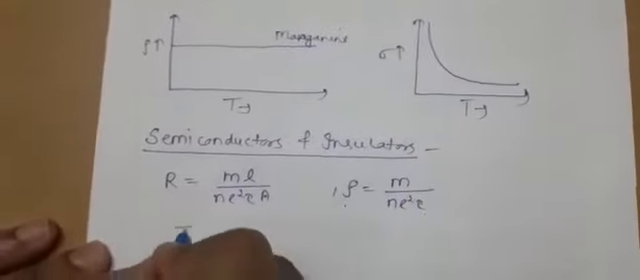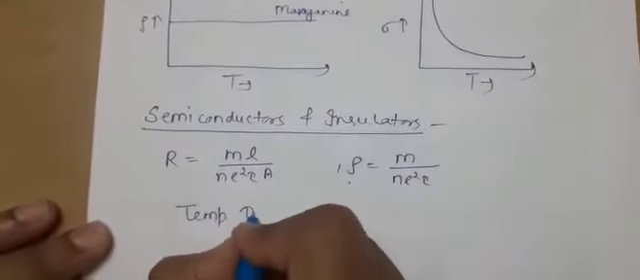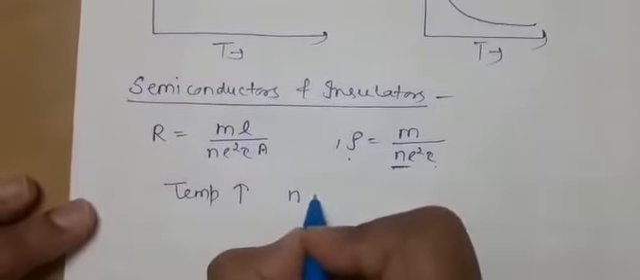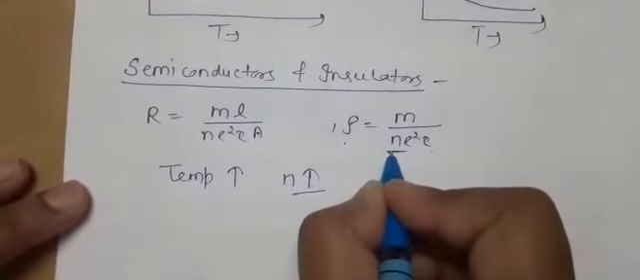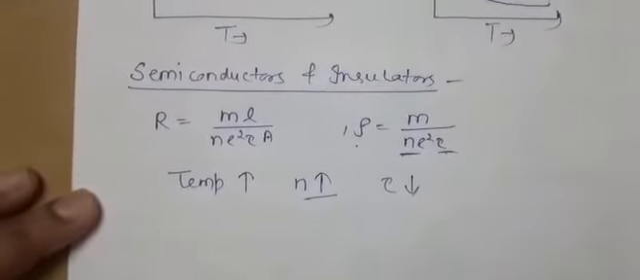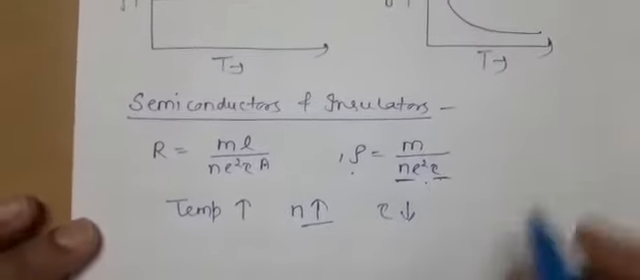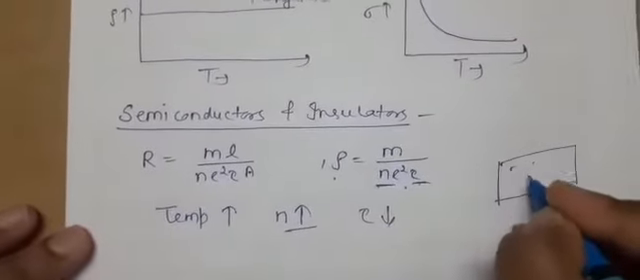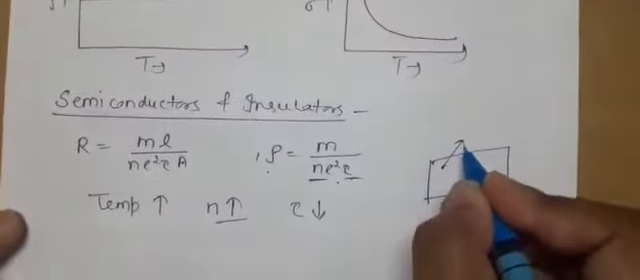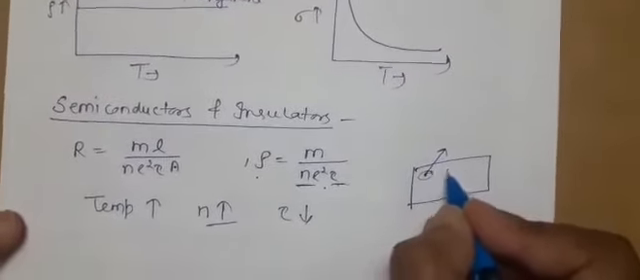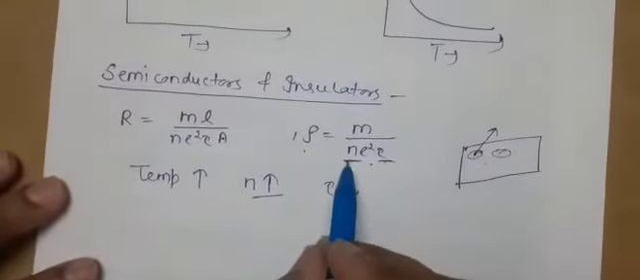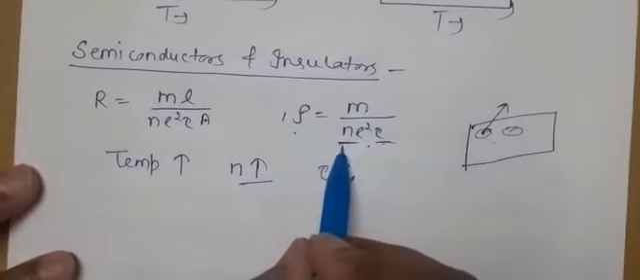Now, if the temperature increases, what happens in the case of a semiconductor? Basically, the number density of electrons increases, and corresponding to it, the relaxation time decreases. How does this happen? When there is an increase of temperature within the structure of semiconductors, electrons gain energy, and correspondingly more covalent bonds break up. So more charge carriers become free. That's why we say the number density of electrons increases.